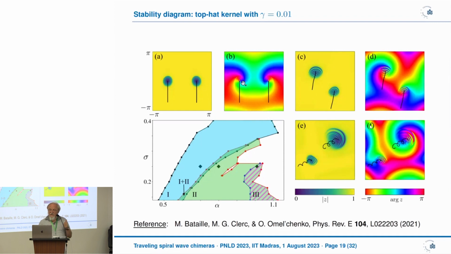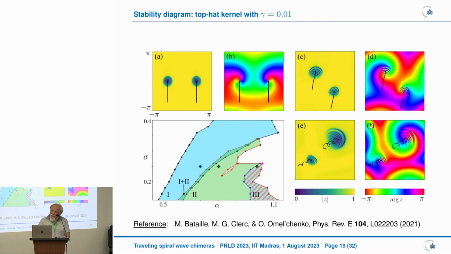Now, these structures don't have to be identical. For example, you can have two distinct states, and they follow these black lines. And this is the corresponding phases. Or they can actually do this kind of corkscrew motion, one basically following another one. So the whole variety of states that have been found simply by doing brute force numerical simulations of this kind of system, and that work is reported in this paper by Martin Bataille.